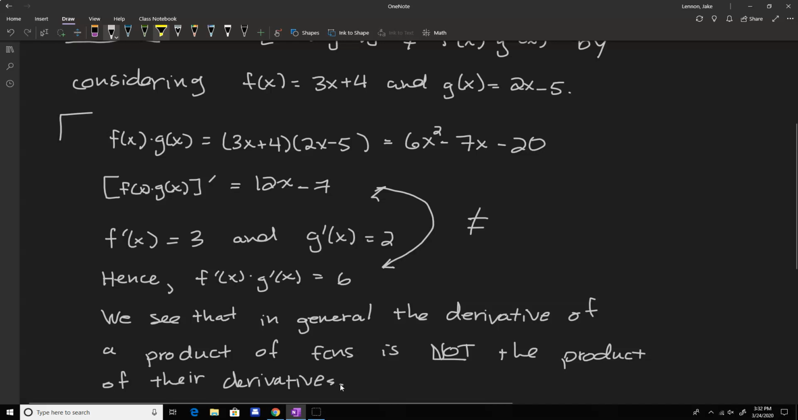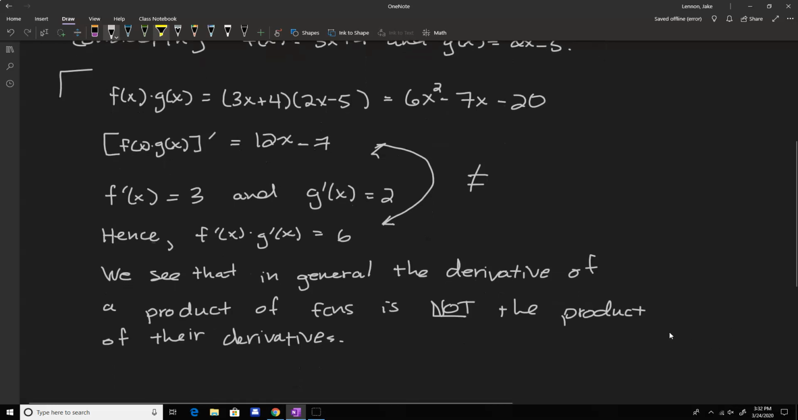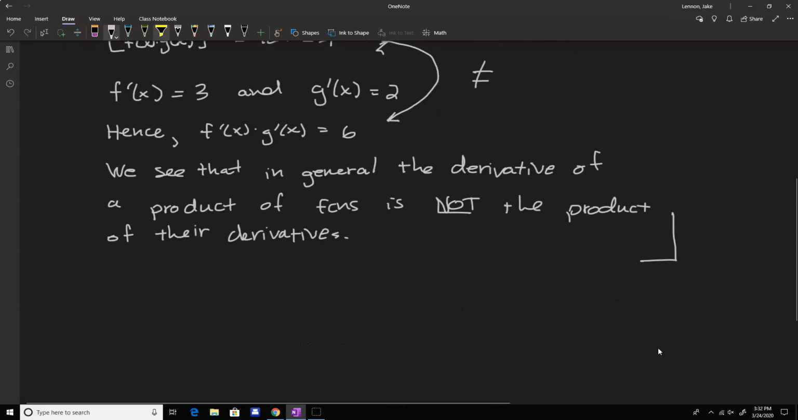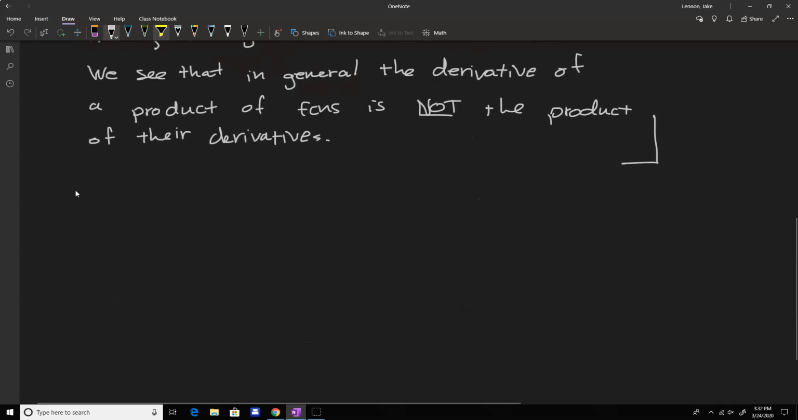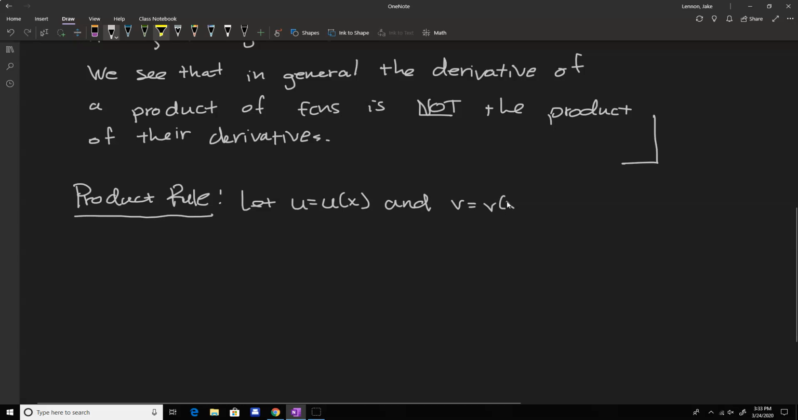So that begs the question, well, hopefully there's a way to do this. We're not going to go through the proof of that method. I'm just going to tell you the formula, and then we're going to apply it to the classes of functions that we're studying in this class. So here is the product rule for derivatives. What does it say? Let u equal u of x and v equal v of x be differentiable functions of x.